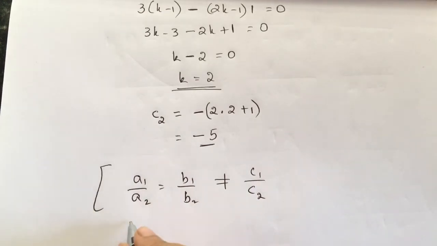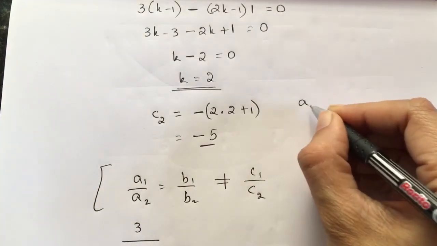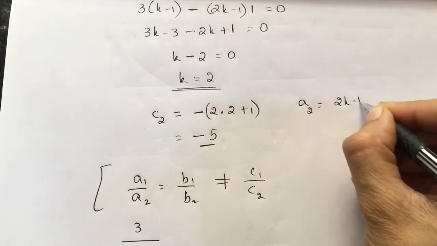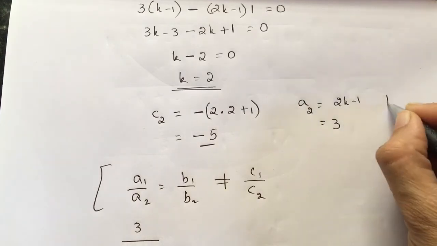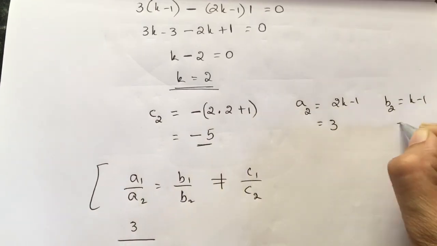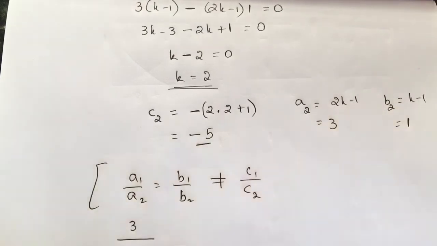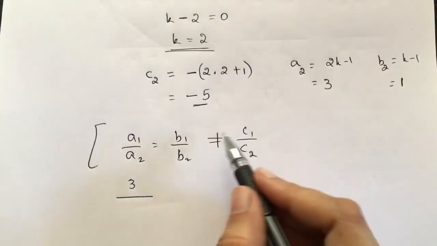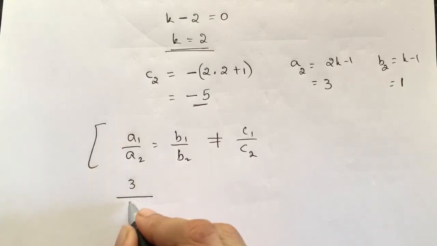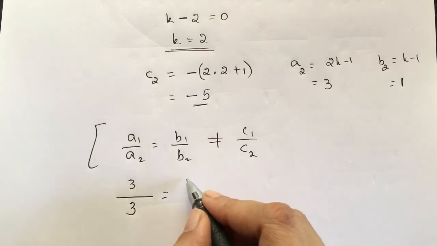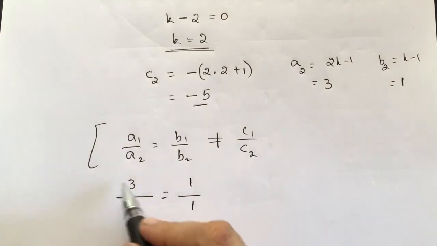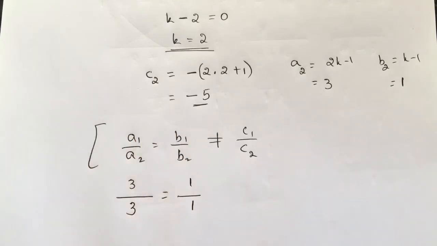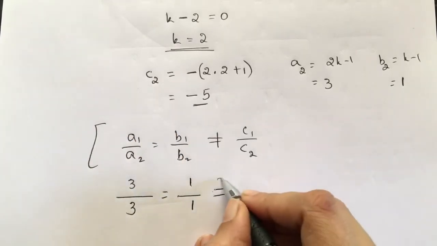A1 value you know, A1 value is 3 by, I have to calculate A2 also. A2 is 2k minus 1, so k is 2, so 4 minus 1, 3. Similarly, B2 is k minus 1, k is 2, 2 minus 1 is 1. So A1 by A2, A1 is 3, A2 is also 3. And B1 is 1, B2 is also 1. So they are equal, no issues, because 3 by 3 is 1, 1 by 1 is 1. It is correct.